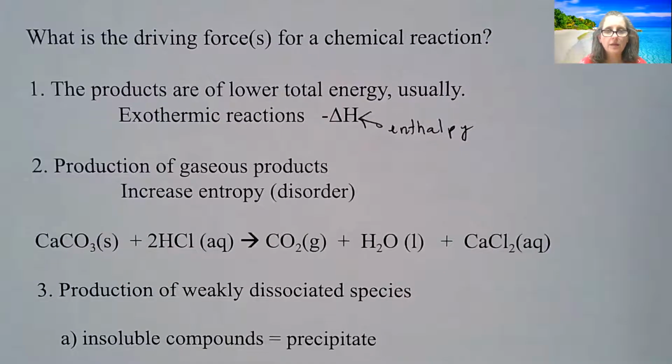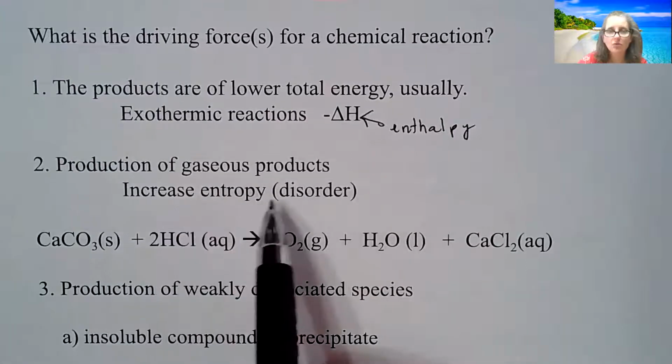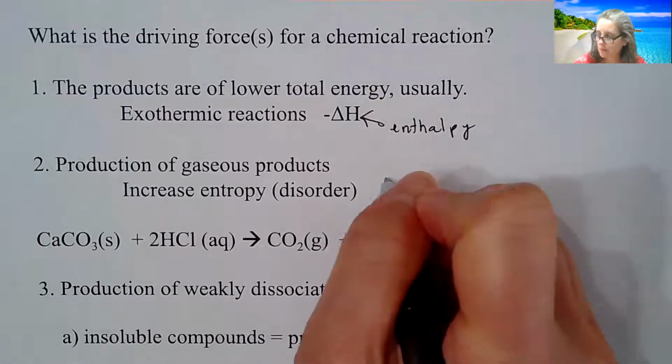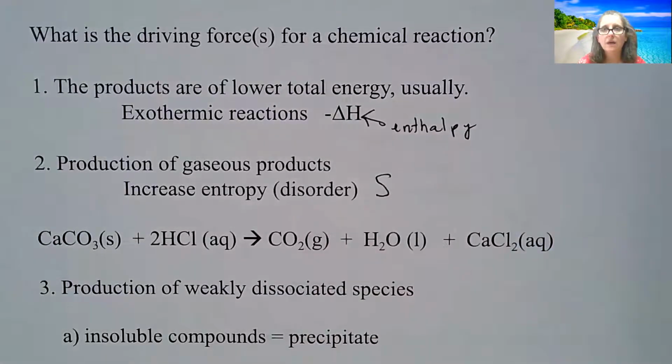If I produce a gas product in a chemical reaction, that's usually a favorable thing for it to happen, because what you have is an increase in entropy, or what we call disorder. The symbol we're going to see is letter S for entropy. We'll mention it a couple times first semester, but we're really going to focus on it more second semester, but I like to introduce it as soon as possible.